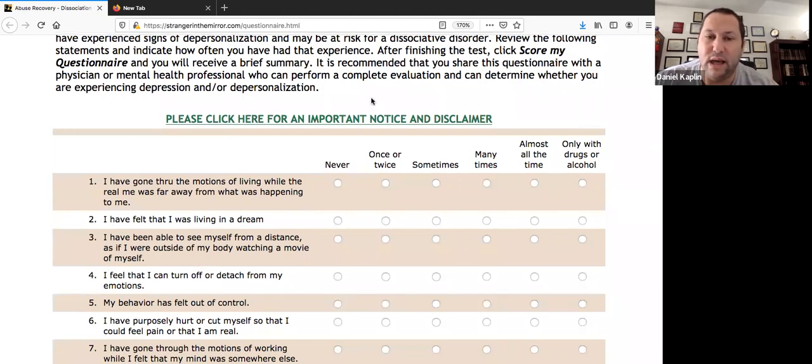Now, if you see my cursor, the response options are never, once or twice, sometimes, many times, almost all the time, or only with drugs or alcohol. Remember what we said about drugs and alcohol. They can induce dissociative experiences, and that's not what we're trying to screen here. We're trying to screen depersonalization, derealization by itself. So that's the instrument. It's highly effective at detecting depersonalization. There's a book I think Steinberg wrote called Stranger in the Mirror. If you want to know more about depersonalization or derealization, I highly recommend it.